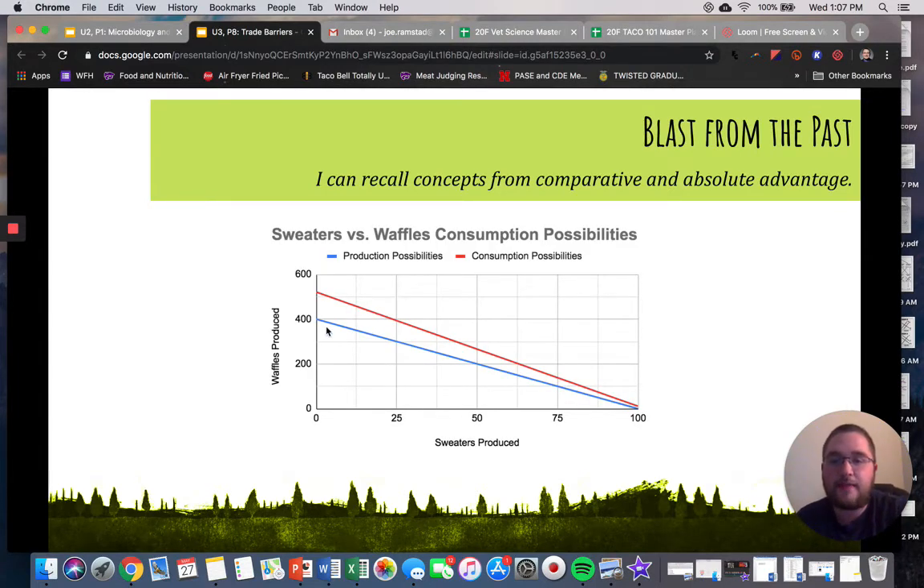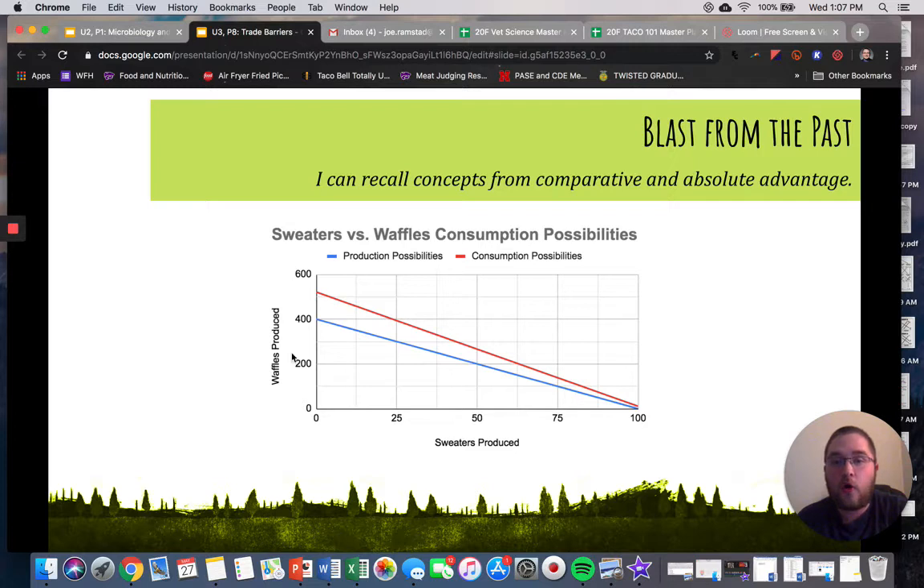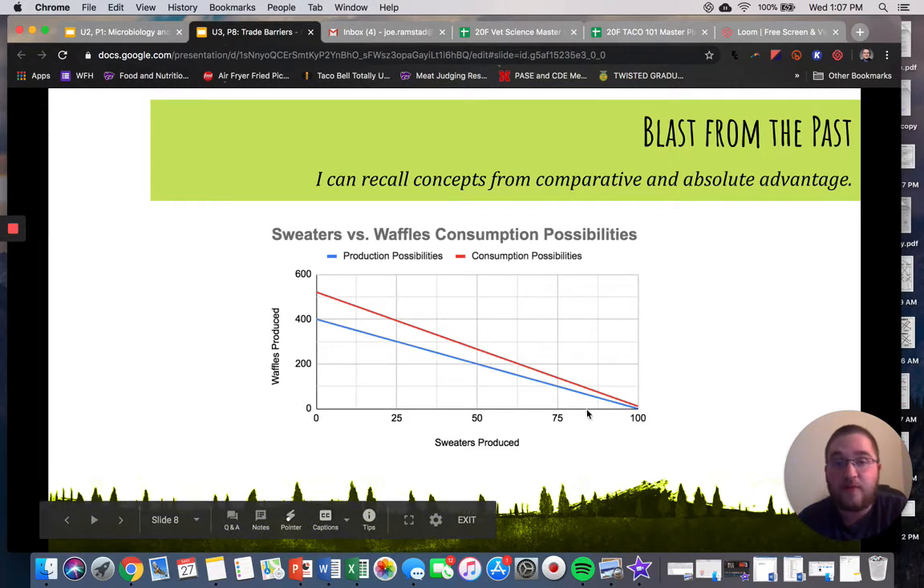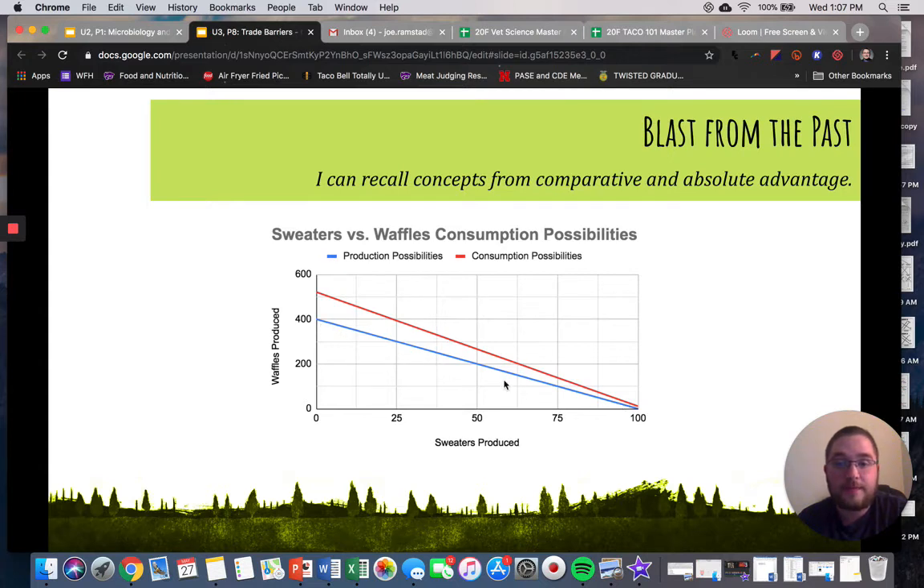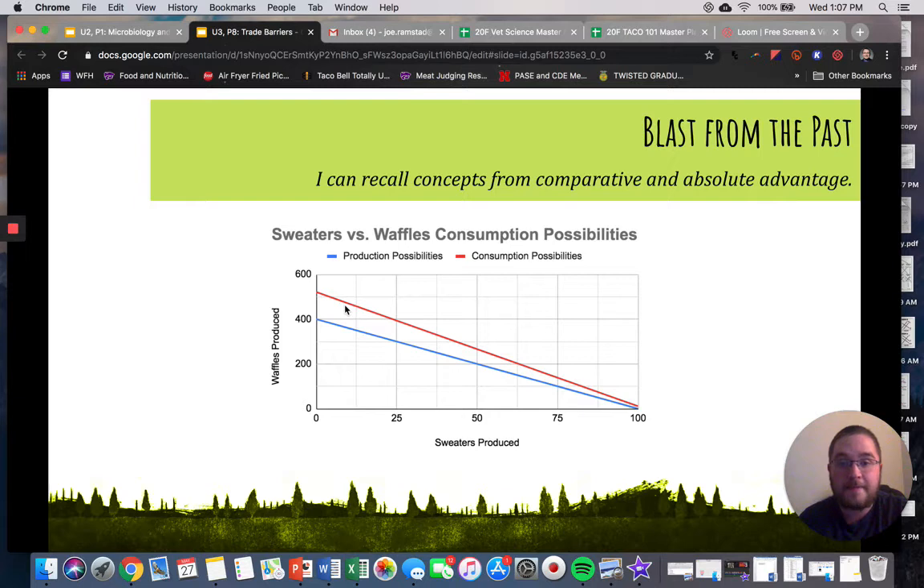So your production possibilities frontier, I kept that on there just so we can see the shift that occurred. But remember, we are giving up 2 sweaters and gaining 11 waffles. So our production possibilities is down here, but because we are importing or gaining 11 waffles, our consumption possibility is higher. So production possibility lower, consumption possibility is higher because we are importing more than we are exporting. We are only exporting 2 sweaters and we are gaining 11 waffles.